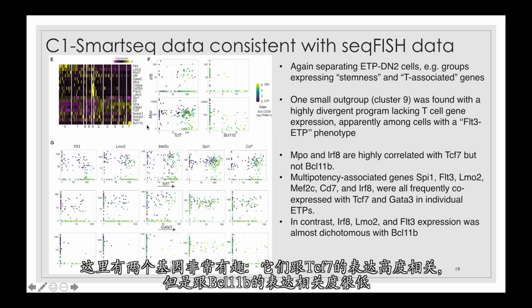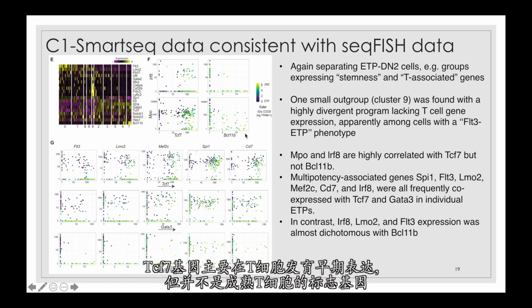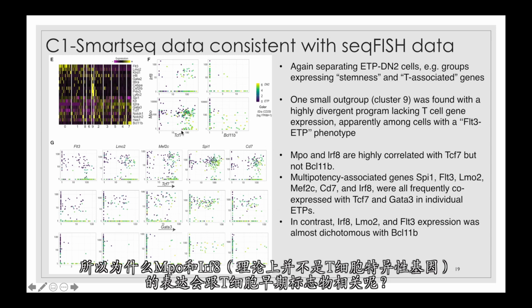And here come two other interesting genes, which are IRF8 and MPO, because they are highly correlated with TCF7 but not BCL11B. We know that TCF7 appeared earlier during T cell establishment, but is not the mature marker of the T cell lineage. So why are these two genes, which are supposed to be non-T cell markers, highly correlated with the early cell marker of the T cells?